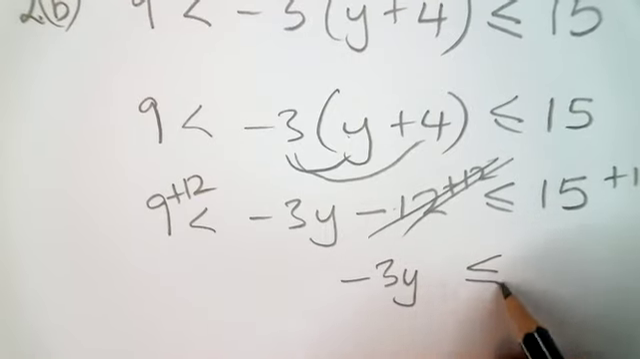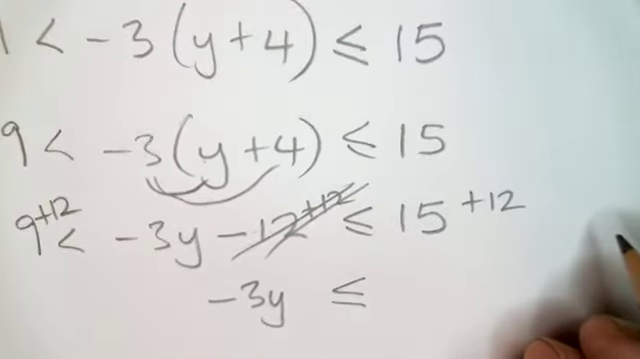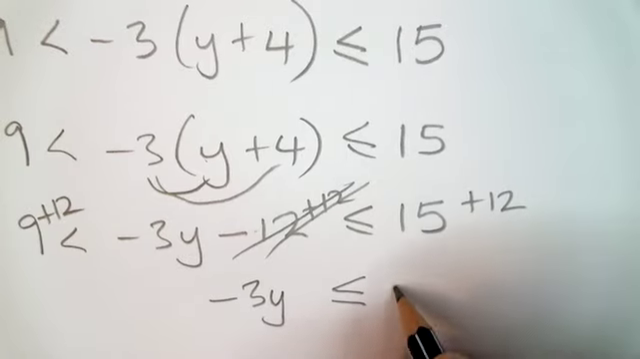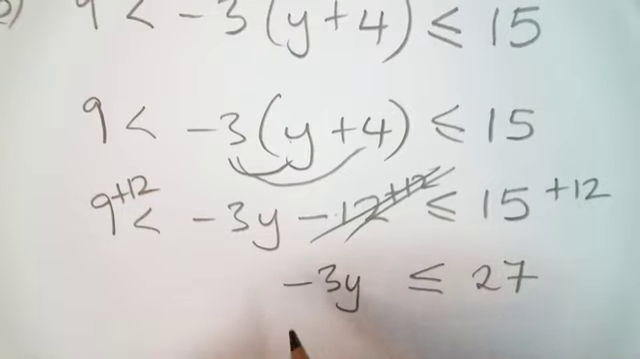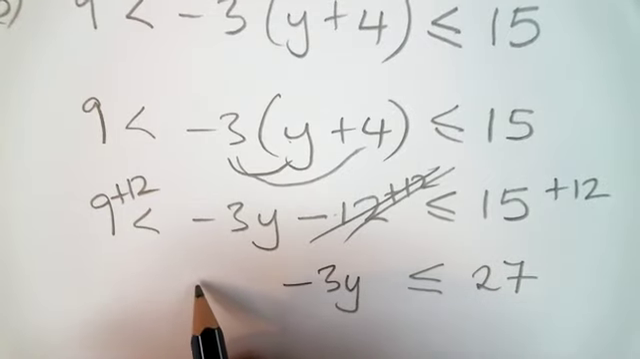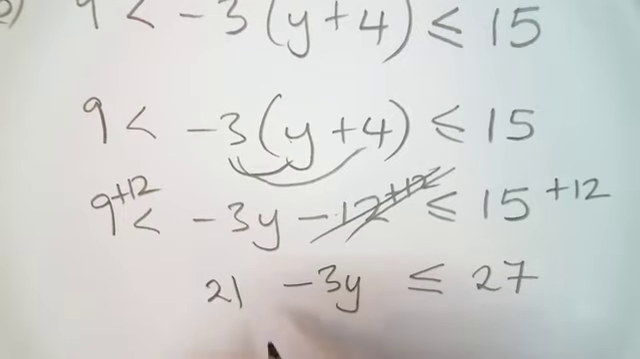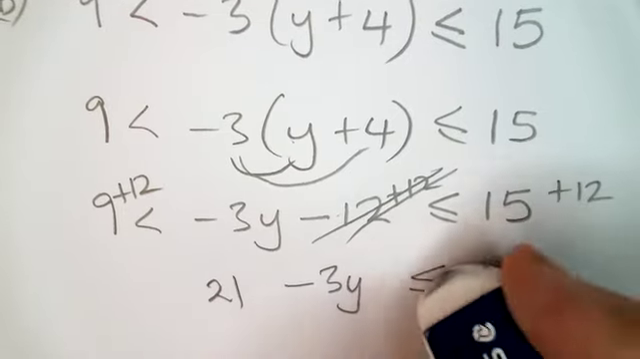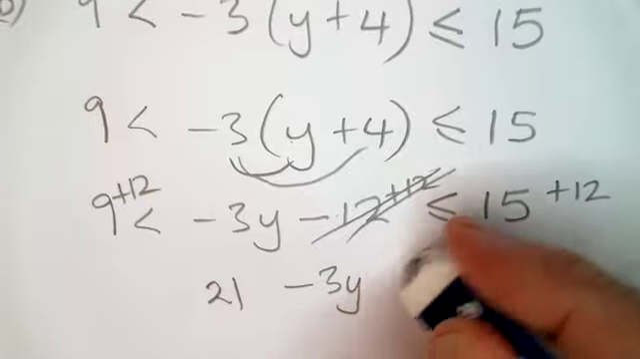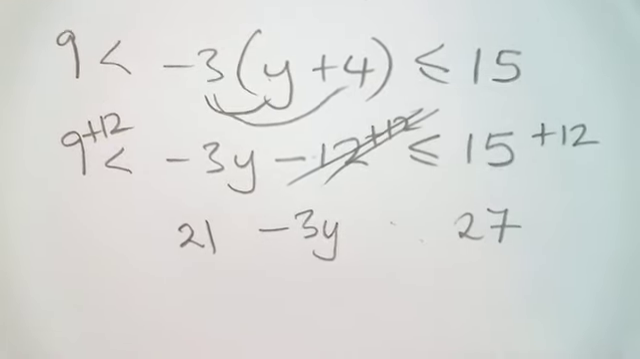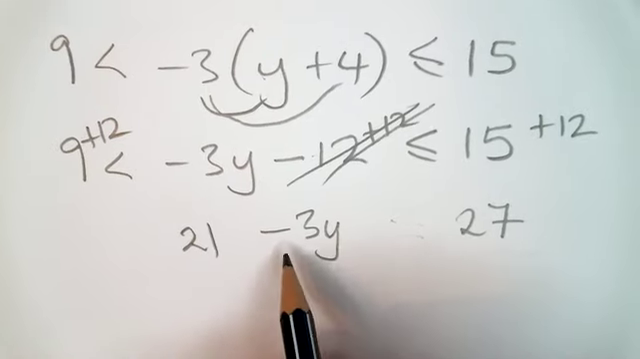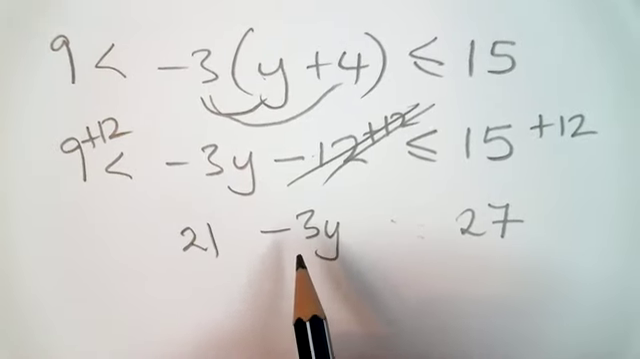And I'm going to have a 15 and a 12 is 27. That works well. And I've got a 9 and a 12 is going to be a 21. Now, I'm just going to delay for a moment putting that sign in because I can see what's about to happen here. What I want to do is divide everything by negative 3.